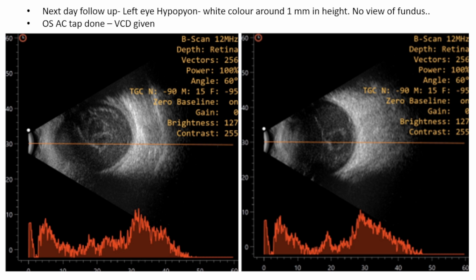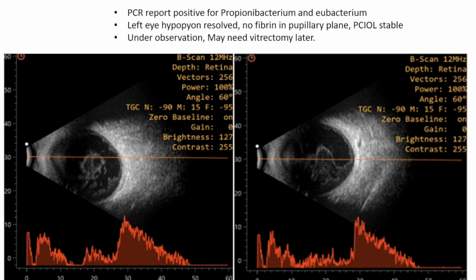At the next follow-up after 1 week, the left eye hypopyon was persistent at around 1 mm in height. There was still no view of the fundus. So the AC tap was done and simultaneously VCD was given. The serial ultrasound was showing organized vitreous echoes, dot and clump echoes in the vitreous cavity. The PCR sample came positive for Propionibacterium acnes. The hypopyon was resolved after the 2 doses of VCD.